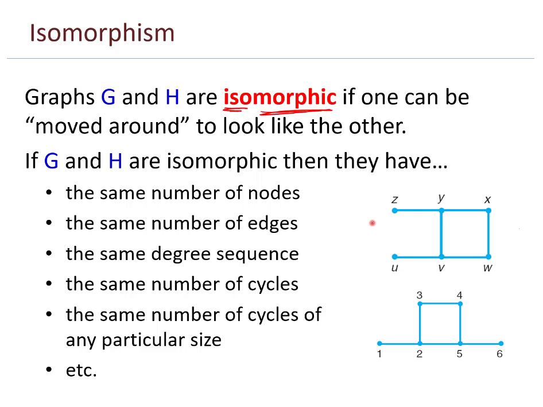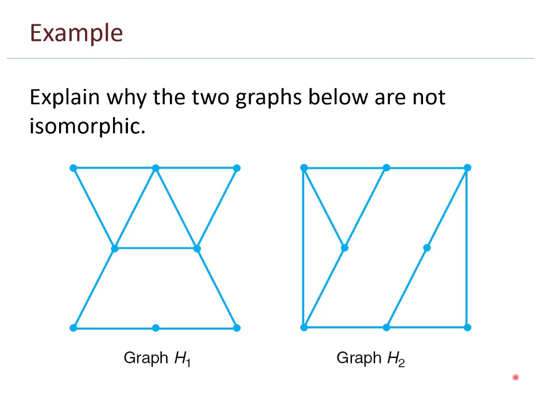If G and H are isomorphic, then they have so many characteristics in common. They have the same number of nodes, the same number of edges, the same degree sequence, the same number of cycles, the same number of cycles of any particular size, etc., etc. Because moving graphs around, I'm not really changing any of these things. I'm not changing the number of nodes when I move something around, and I'm not changing how vertices are connected to each other. So anything that is fundamentally a characteristic of one graph is not going to change when it gets moved around. Example. Explain why the two graphs below are not isomorphic.